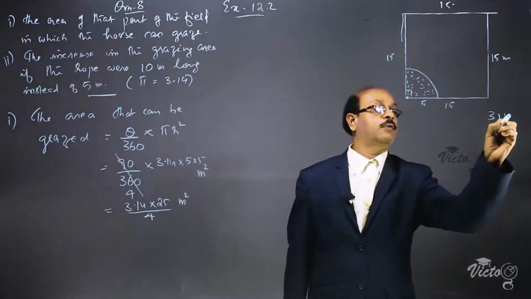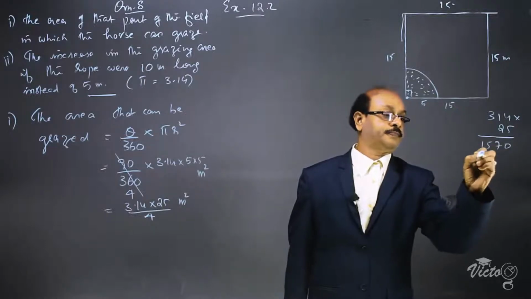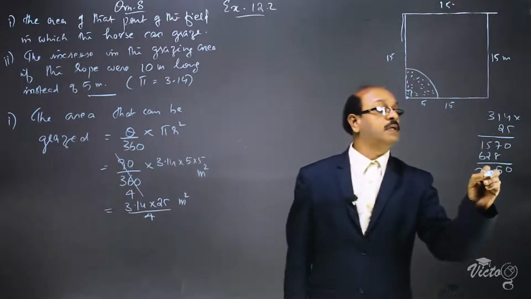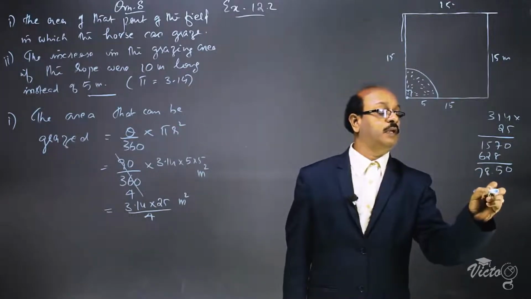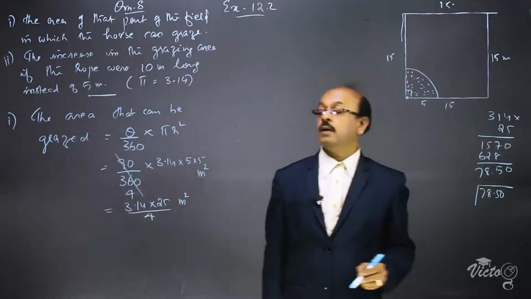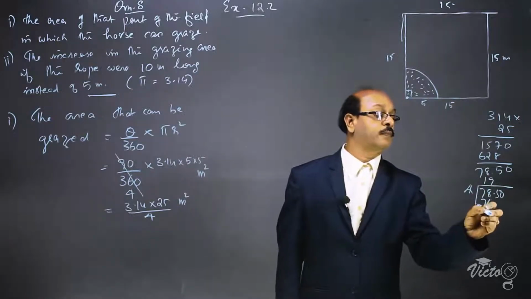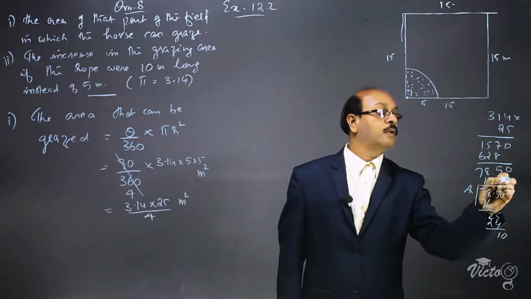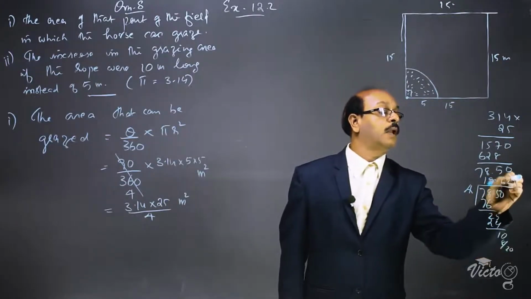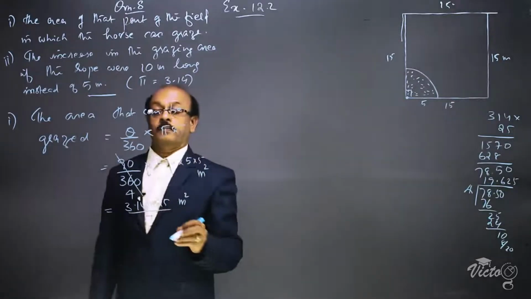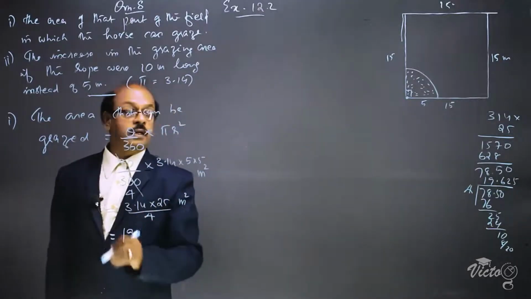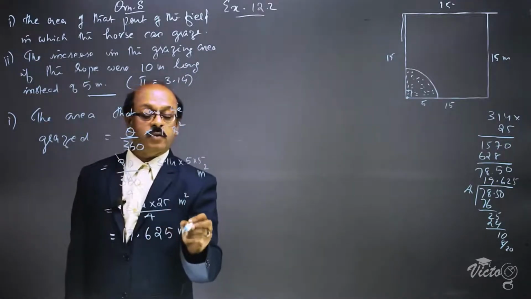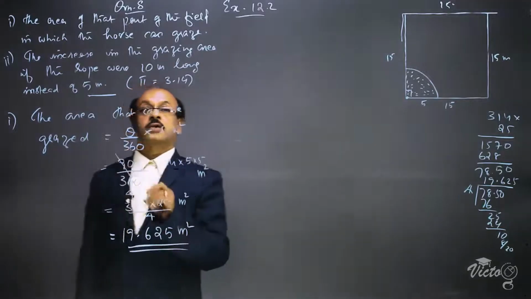314 into 25 is 7850. Giving 2 places, it is 78.50. 78.50 divided by 4: 4 sixes are 24, 4 twos are 8, giving 19.625 meters square. 19.625 meters square is the grazing area in the first case.